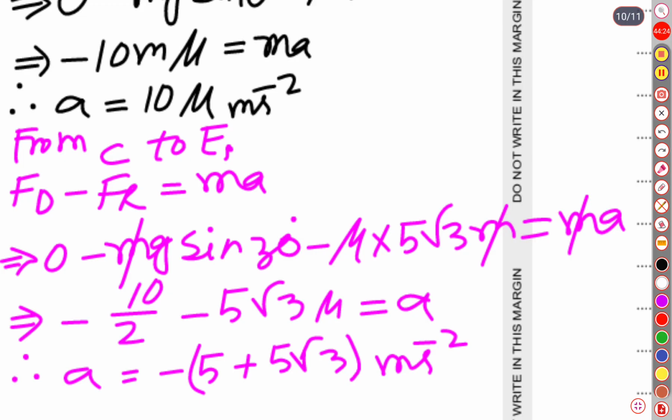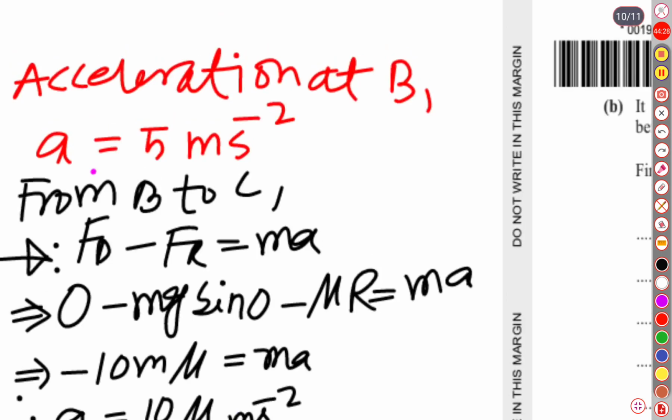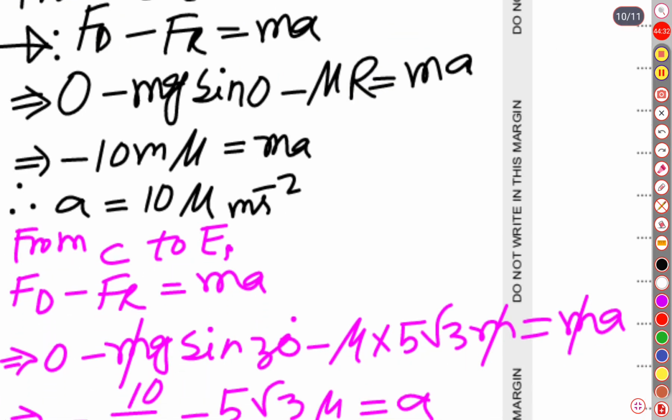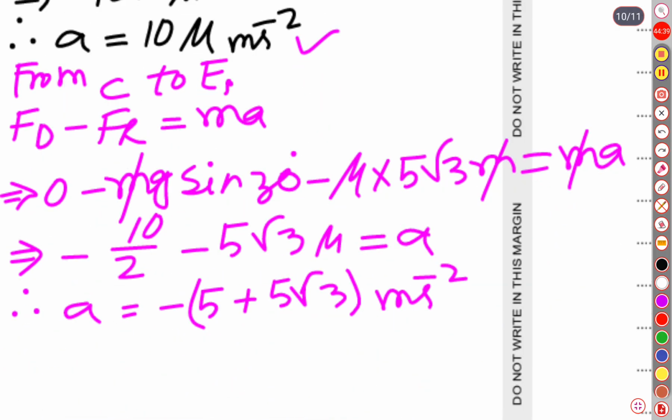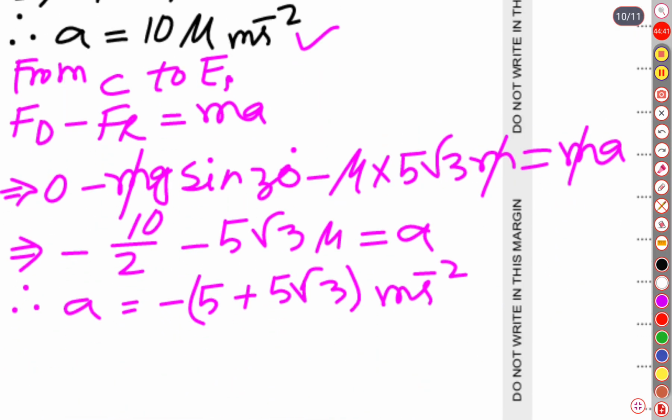Well, so what are we going to write? We have got all three accelerations. Look at this: first acceleration at B, then acceleration at C, then acceleration at E. So all three accelerations have been found.